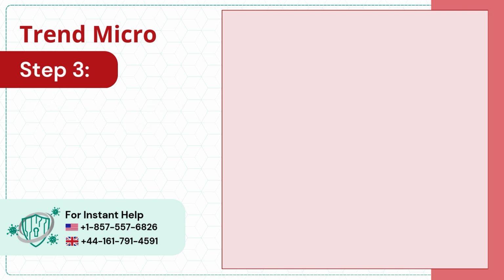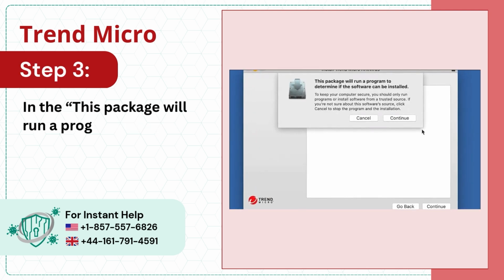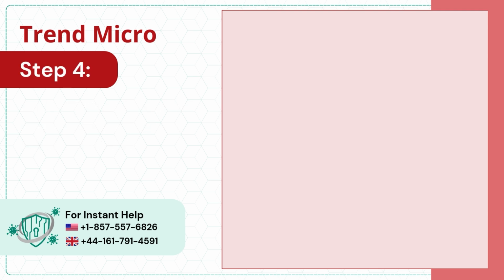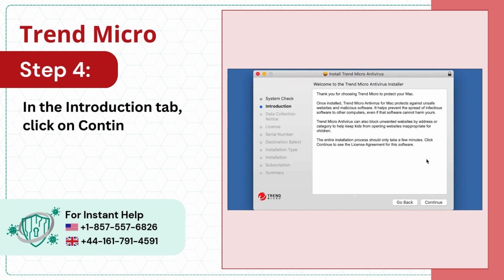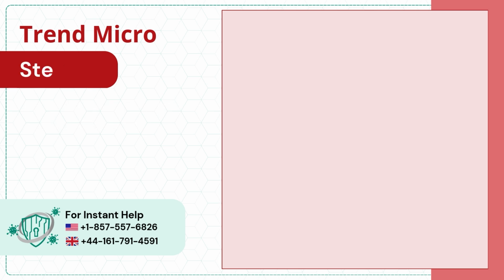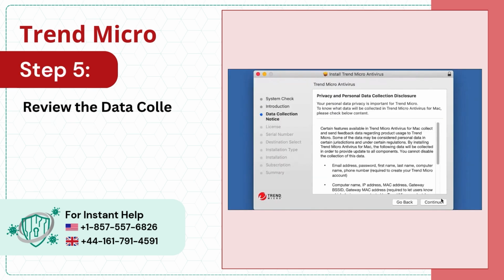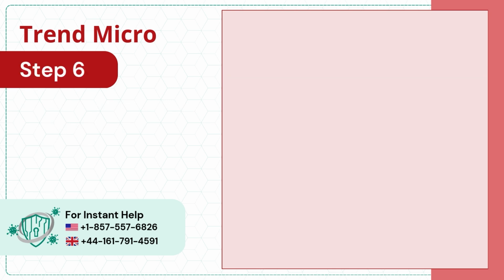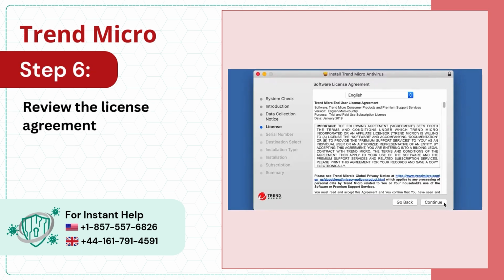Step 3. In the "This package will run a program" pop-up, click on Continue. Step 4. In the Introduction tab, click on Continue. Step 5. Review the data collection notice and click on Continue. Step 6. Review the license agreement and click on Continue.